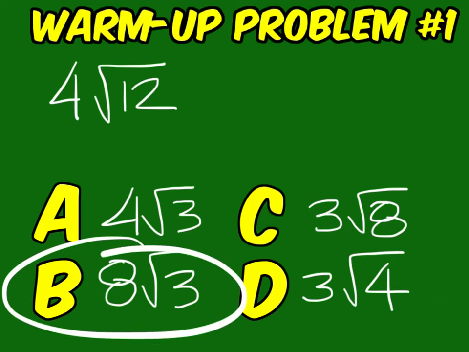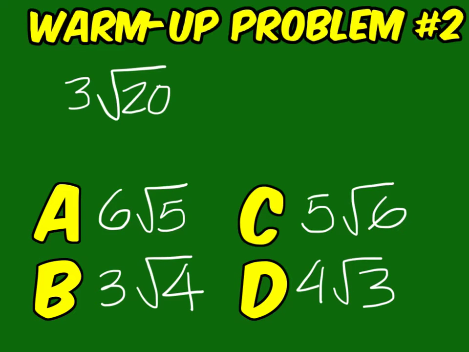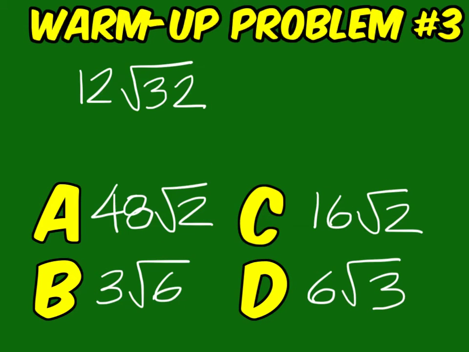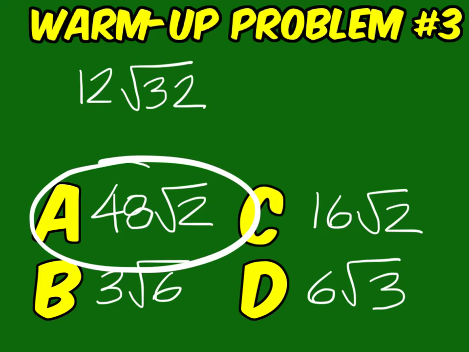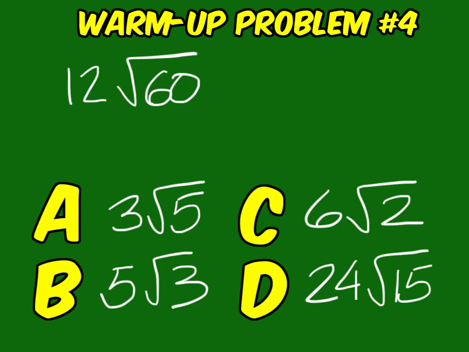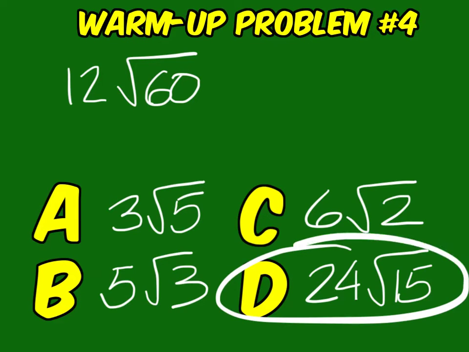Answer is B. Number 2. Answer should be A. Number 3. The answer on this one is A. Number 4. The answer on that one should be D.